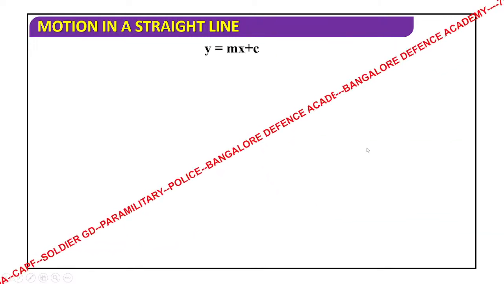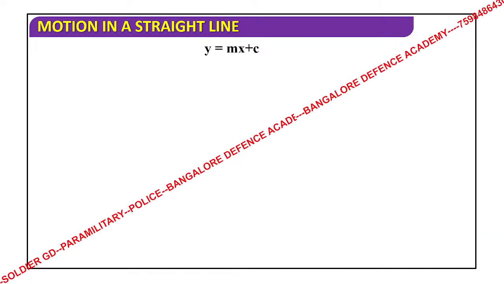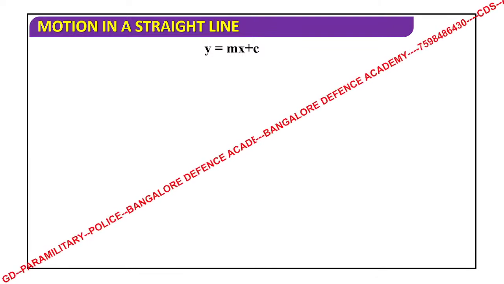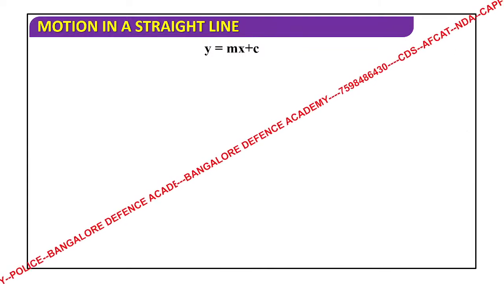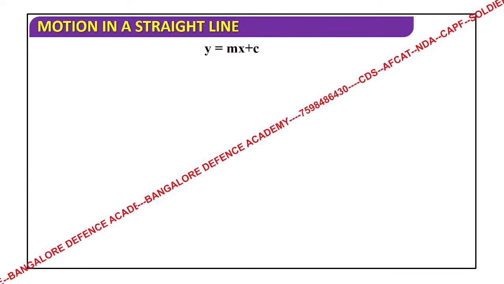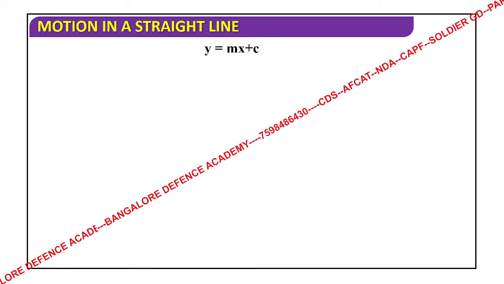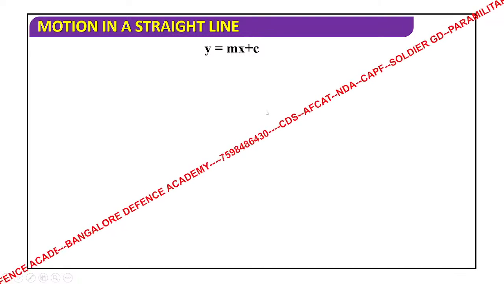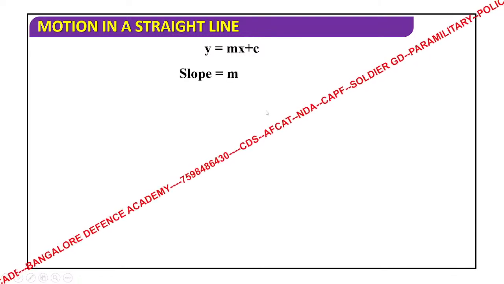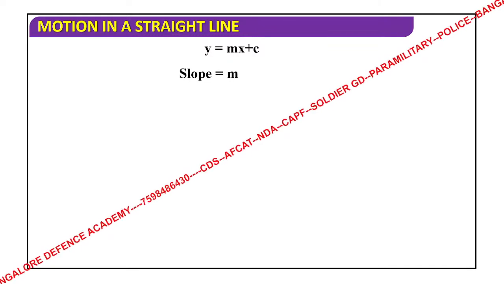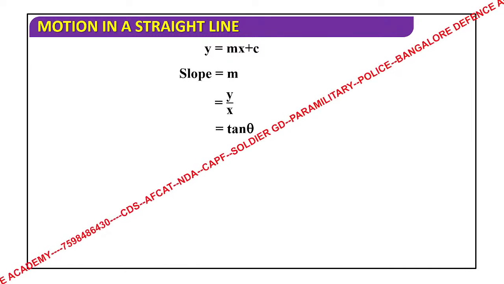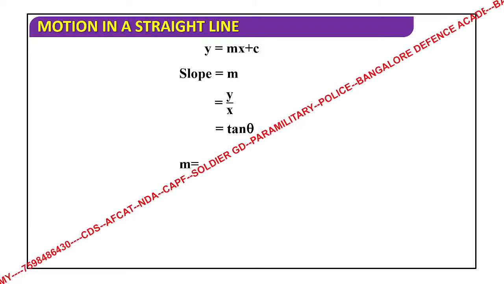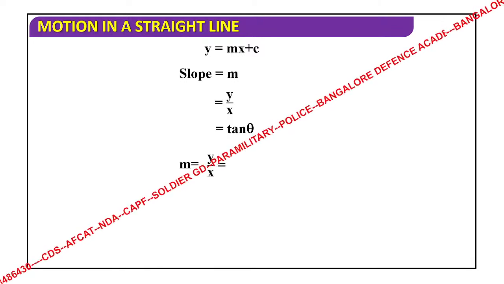Look at this now. y = mx + c. Very important, try to understand. After this description is over, you are going to write this down in your notebook. y = mx + c is the standard equation of a straight line. Now let us try to understand what happens here. m is nothing but the slope. y by x is equal to tan theta. Okay, so I can say m is equal to y by x.